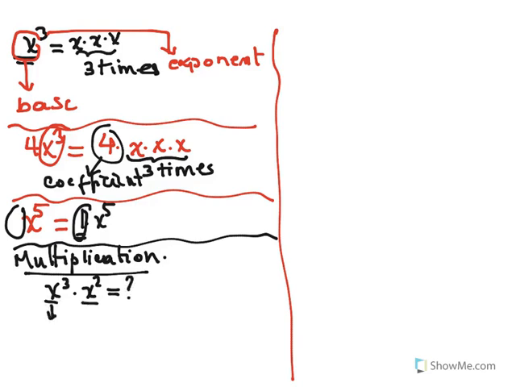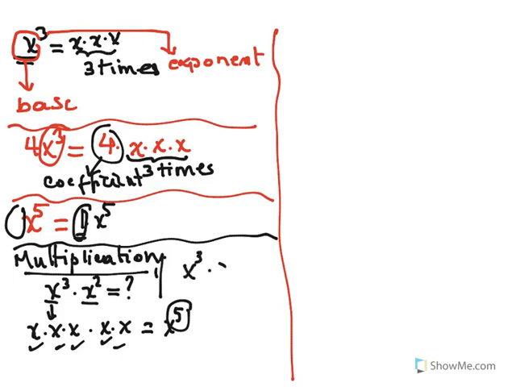Okay, so what is x to the third? X to the third is x times x times x, 3 times. X to the second is x times x, 2 times. And if I multiply x to the third times x to the second, I will have 1, 2, 3, 4, 5. I will have x to the fifth because I will have x times itself 5 times. So where do I get the fifth? Remember, where did I get the 5? I get it by adding the 3 plus the 2.